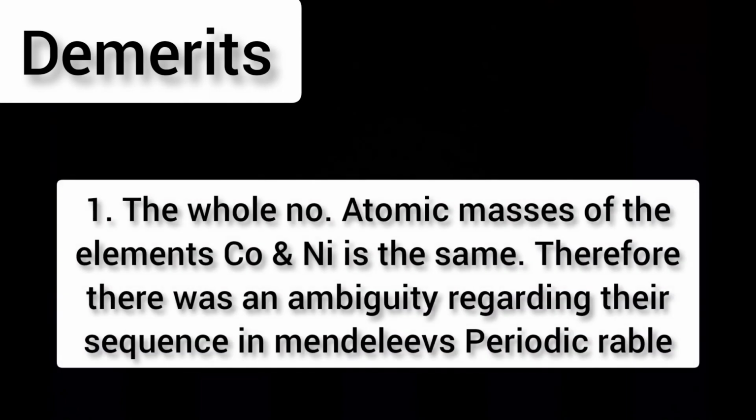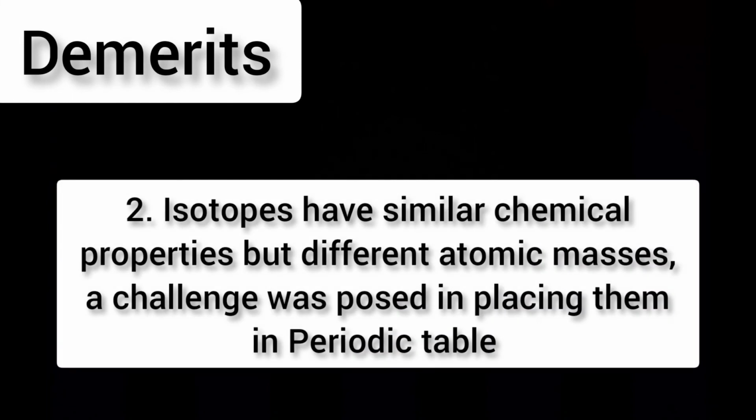Demerits of Mendeleev's periodic table. The whole number atomic masses of the elements cobalt and nickel are the same. Therefore, there was an ambiguity regarding the sequence in Mendeleev's periodic table. Isotopes have the same chemical properties but different atomic masses. A challenge was posed in placing them in Mendeleev's periodic table.